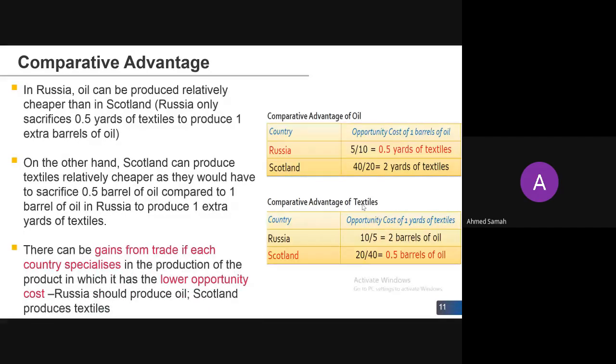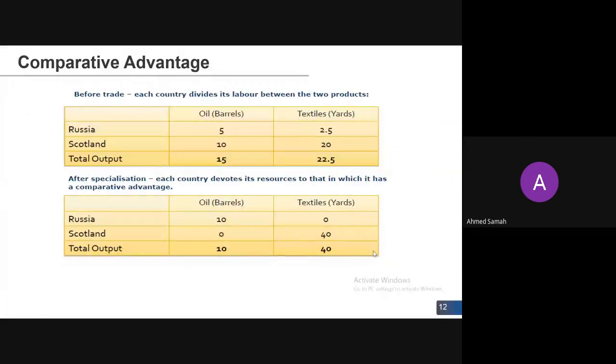So because of that, there can be gains from trade if each country specializes in the production of the product in which they have lower opportunity cost. In that case, Russia can specialize in producing oil because they have a lower opportunity cost, and Scotland can specialize in producing textiles because they have a lower opportunity cost in that particular product. So let's see what happens when they specialize.